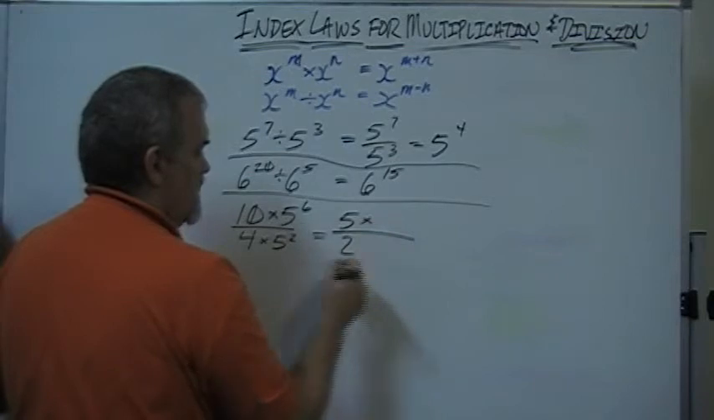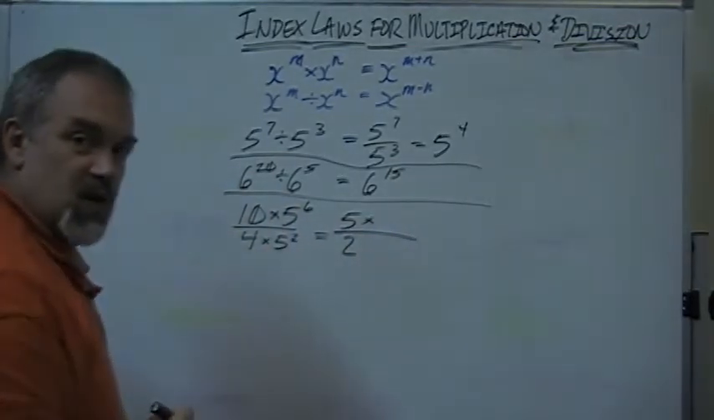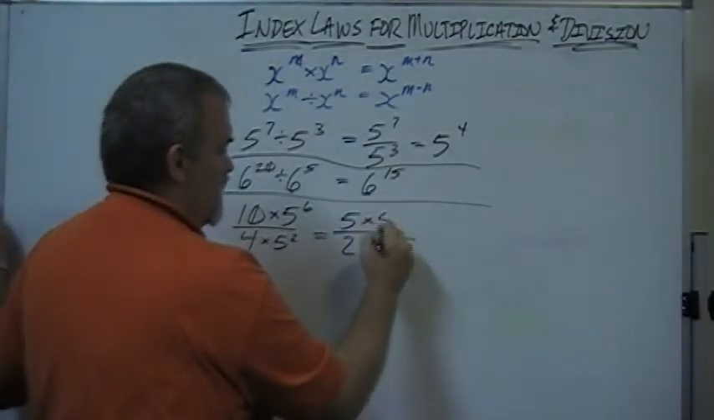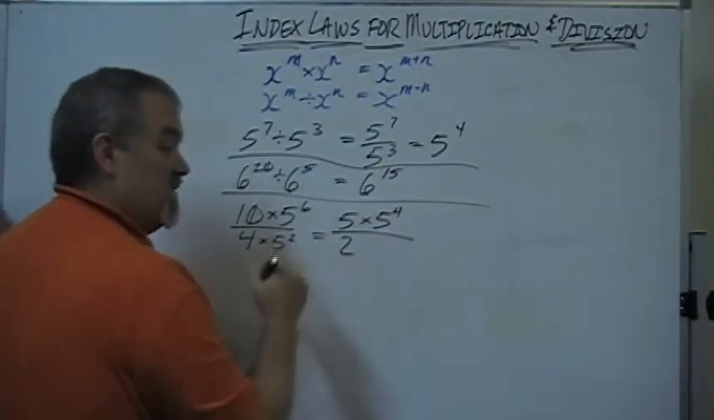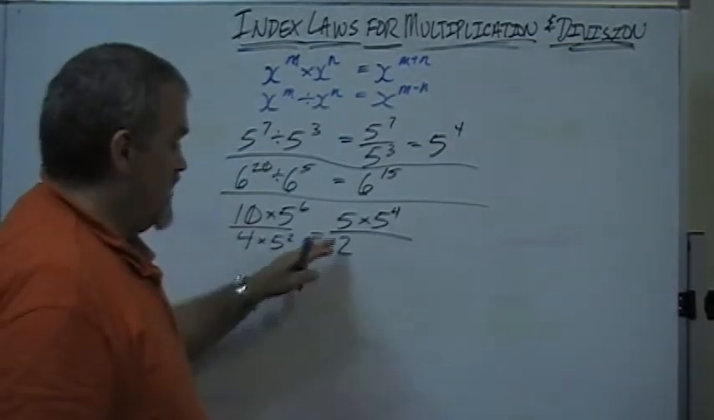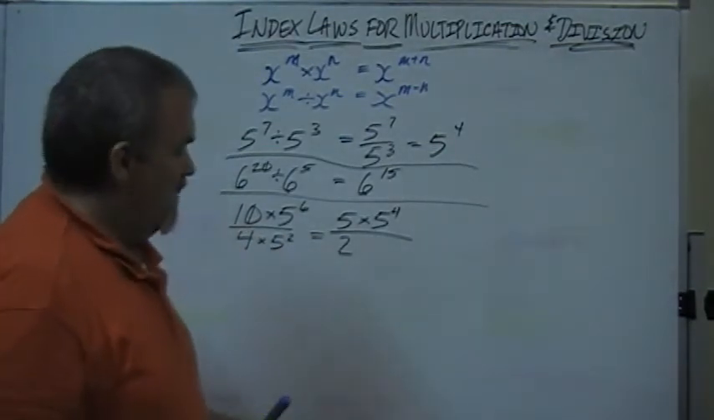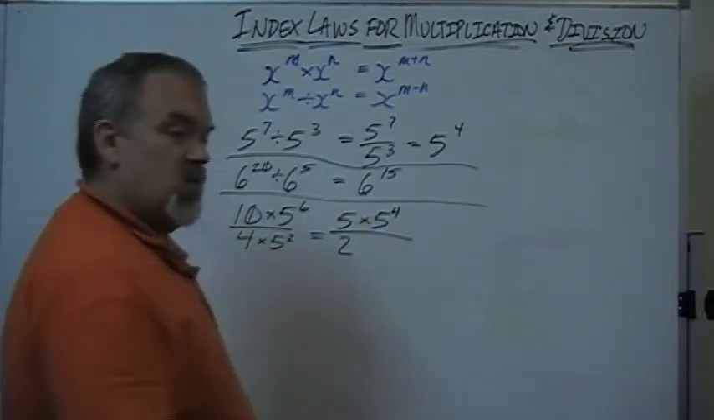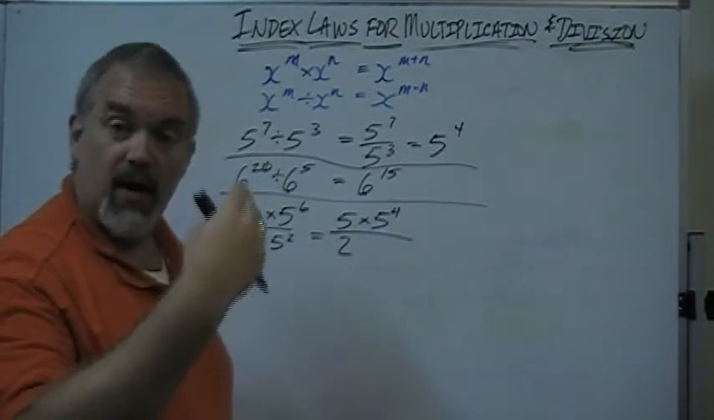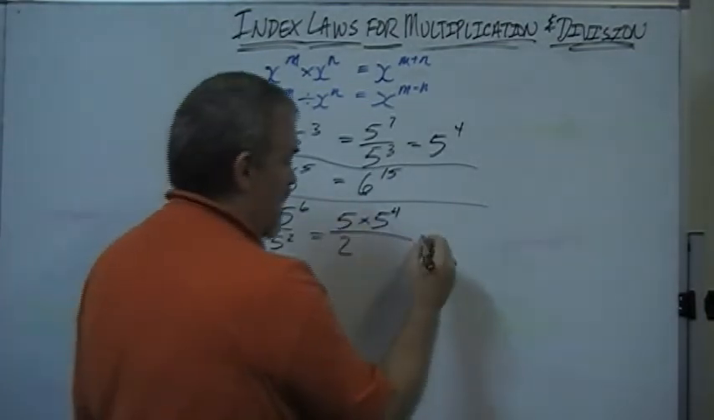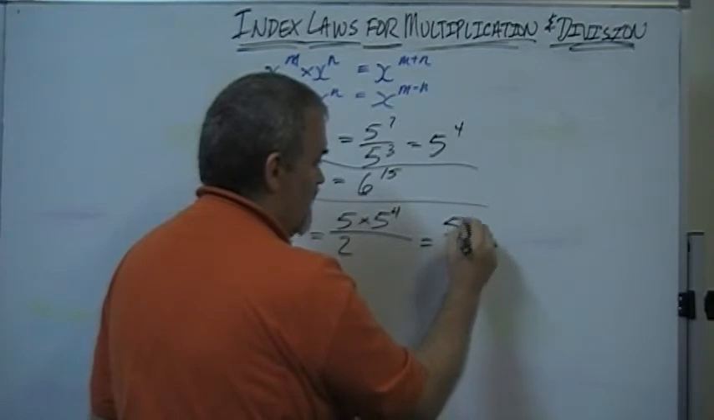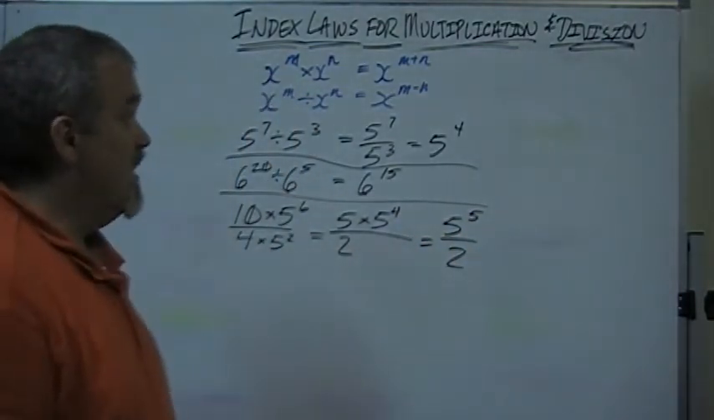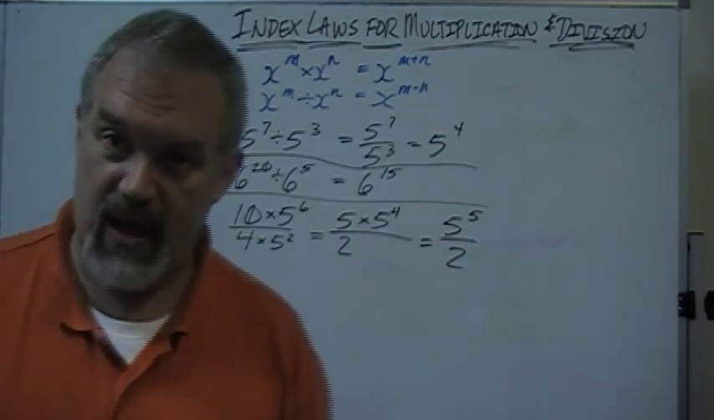And then I have times, and what happens with my exponents whenever I divide them? Well, now it's 6 minus 2, so that's 5 to the 4th. And I have nothing left on the bottom because I divided that all out. I just have my 2 that's left over. But now notice I have 5 to the 4th times 5 on the top, so I can simplify that by doing what we just did a little while ago and adding the exponents. There would be a 1 here, so my final answer would be 5 to the 5th over 2. And that is index laws for multiplication and division.